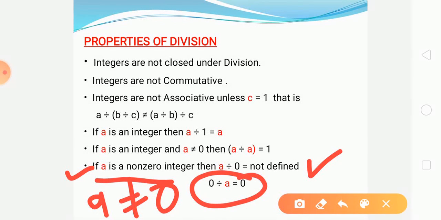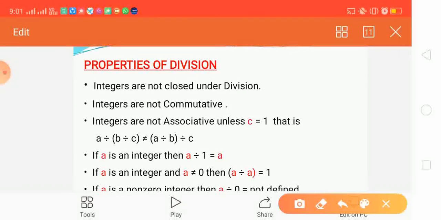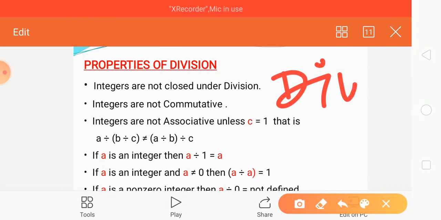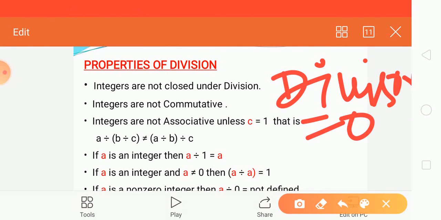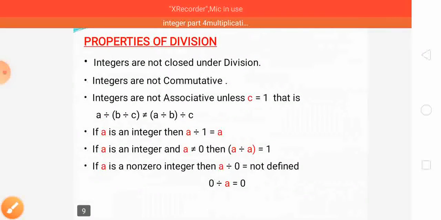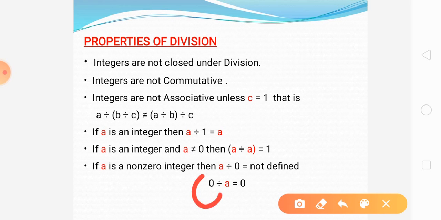That means if the divisor is 0, then it is undefined. And if the dividend is 0, then the answer will be 0. If the dividend is 0, then the answer is 0.